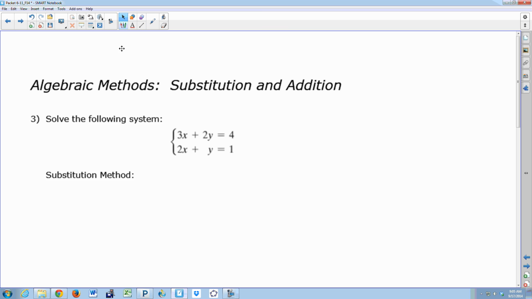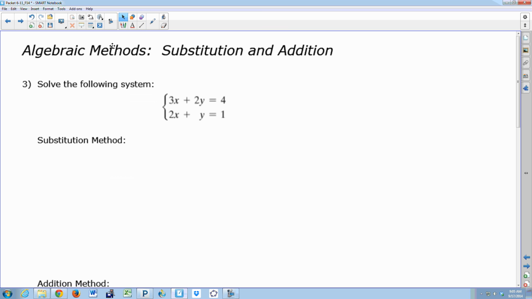And this should be a review. This is prerequisite material. So here's two straight lines. Again, if you were looking at this, you know they're straight lines because you don't see any powers like 2 or 3 or anything like that for exponents. Everything has the highest exponent of 1.